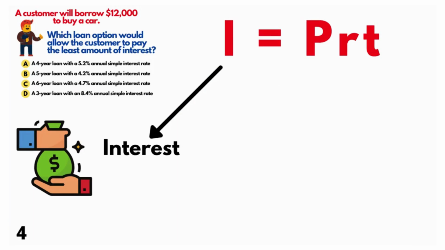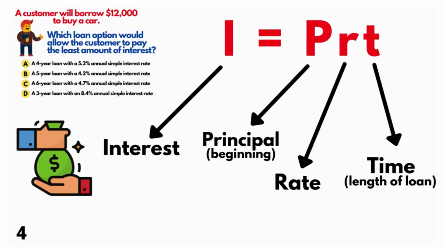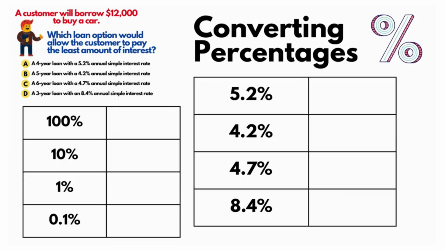Simple interest formula is interest equals principal times rate times time. So we're trying to find the interest. The principal is the beginning amount that we put into an account. The rate will be the interest rate at which it is applied, and time will be the length of the loan.